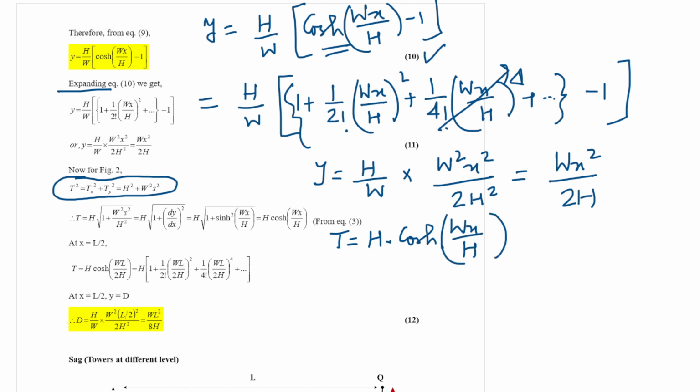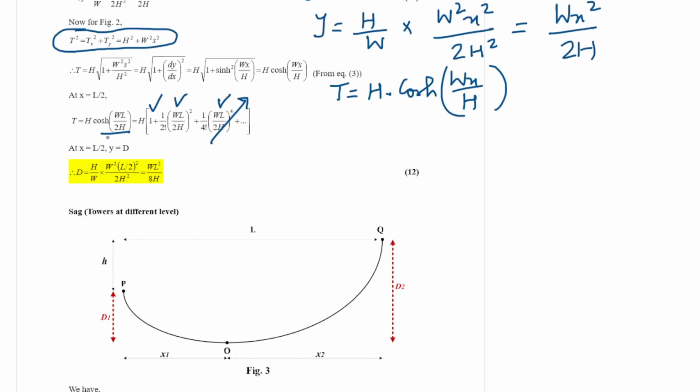So if we now expand cos hyperbolic, the first term is 1, the second term is 1 by 2 factorial, the third term is 1 by 4 factorial, in this way. If we neglect the higher order terms, we should get x is equal to capital L by 2 and y is equal to d. So from there we get the relation that sag d is equal to w L square by 8h. So this is our relation.